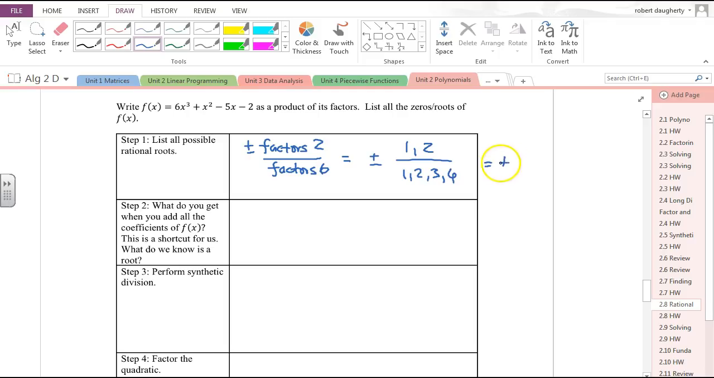So for my list, you divide every number by 1. That's 1 and 2. Divide every number by 2. That's 1/2. What is 2/2? 1, okay? Now divide every number by 3, and I get 1/3 and 2/3. Now divide every number by 6, and I get 1/6. What is 2/6? 1/3. So I'm not going to write that down. If you wrote it down twice, no big deal. But when you come to testing them, I like to have as small a list as possible. Okay, these are all my possible rational roots.